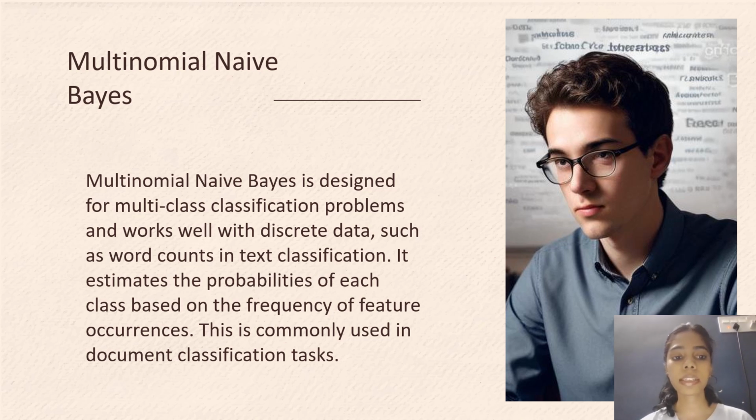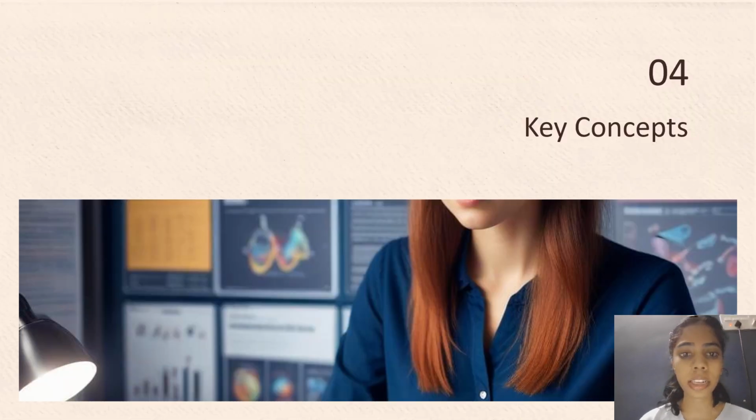And the next one is multinomial Naive Bayes. Multinomial Naive Bayes is designed for multi-class classification problems and works well with discrete data such as word counts in text classification. It estimates the probabilities of each class based on the frequency of feature occurrences. This is commonly used in document classification tasks.